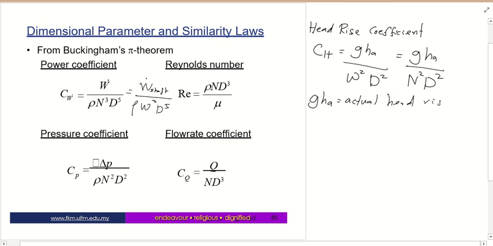So g HA is the actual head rise, in terms of energy per unit mass. Sometimes we just define the actual head rise as HA, which is energy per unit weight. The second one is CP, or C power. The dependent pi term involving the shaft power is expressed as CP or CW dot, which is W dot shaft divided by rho omega cubed D to the power of 5. We call it the power coefficient.